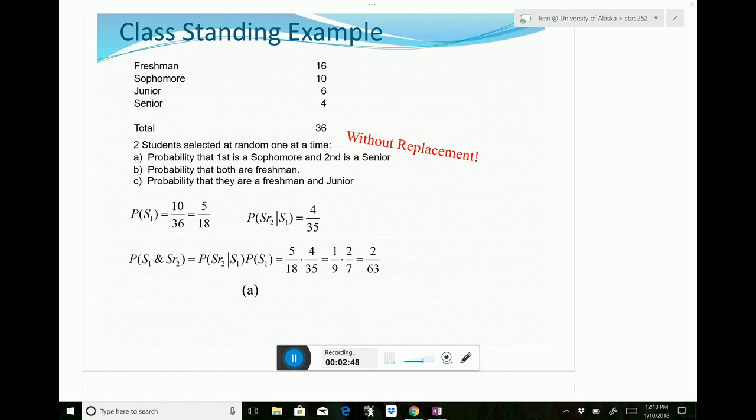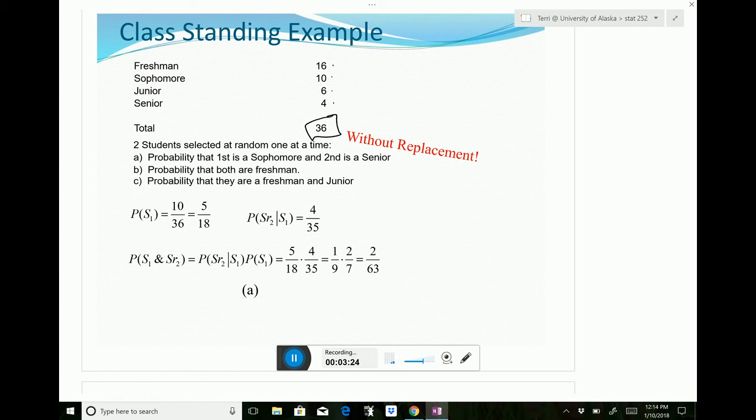Okay, so let's do this example. This is the class standing example. So let's say that in a class, maybe it's a statistics 252 class, we have 36 students. In this class, 16 are freshmen, 10 are sophomore level, 6 are junior level, and 4 are at the senior level. And let's say that 2 students are selected at random, one at a time. So we want A, the probability that the first one is a sophomore and the second one is a senior.